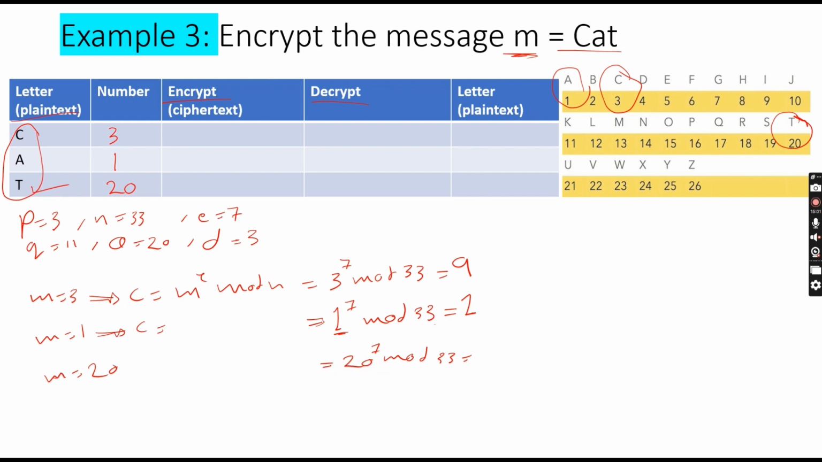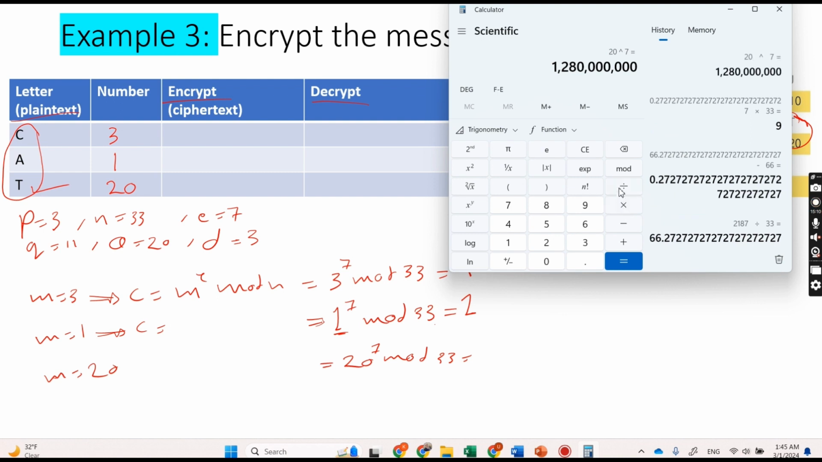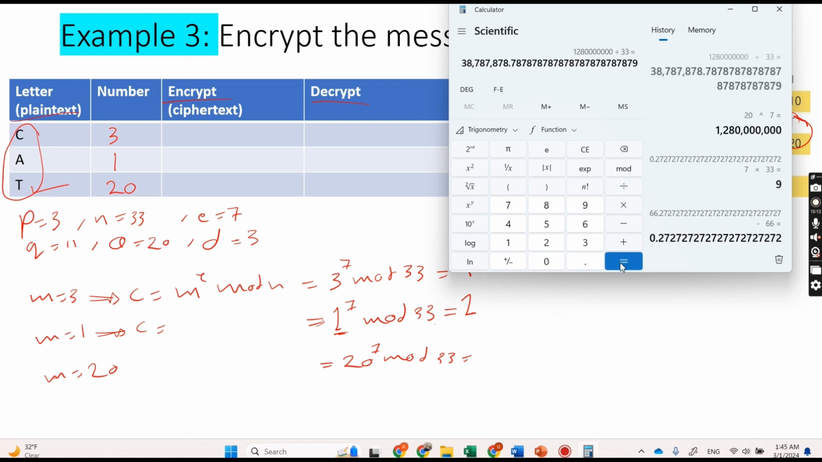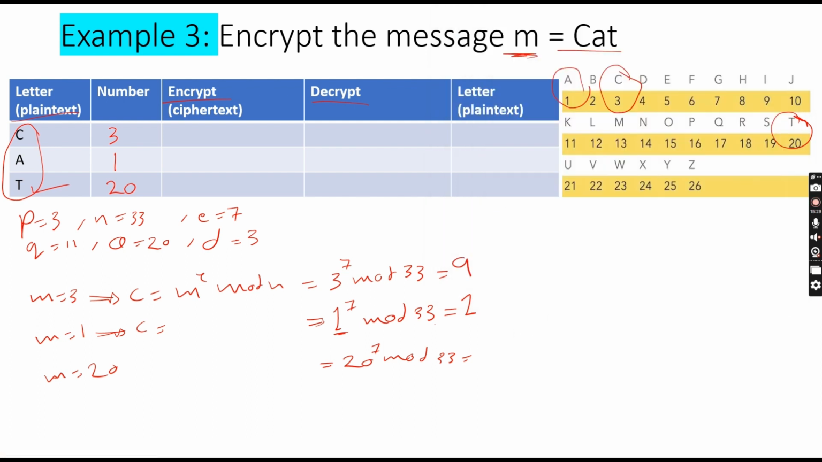Now this one, 20 to the power 7 divided by 33, minus the result multiplied by 33, so the answer is 26. So here the answer is 26, correct? So this is how we encrypt. The ciphertext will be 9, 1, 26.